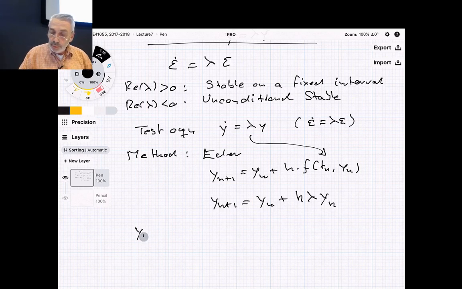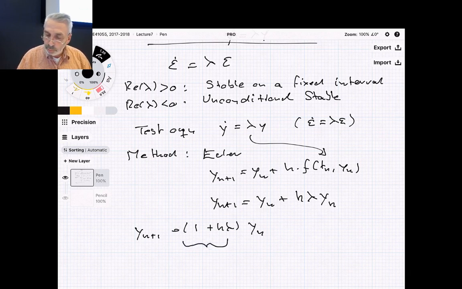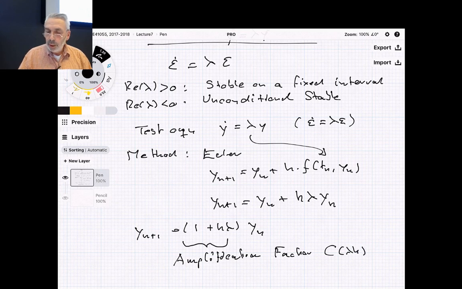Which we can then write as y_{n+1} equals (1 plus h lambda) times y_n. Now, if we want errors not to propagate, we call this an amplification factor, usually denoted by C(lambda h).